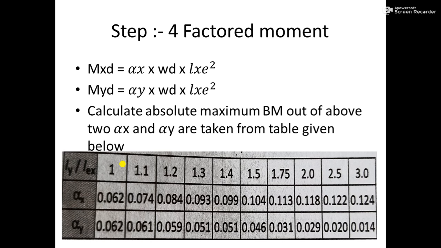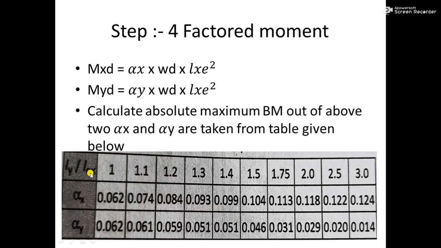Then in step number 4, you have to calculate the factored moments. Since in two-way slab the main steel is provided along both directions, that is along x direction and along y direction, we have to calculate the moments along both directions. To calculate the moment along x direction, use the formula alpha x into factored load into Lx square.